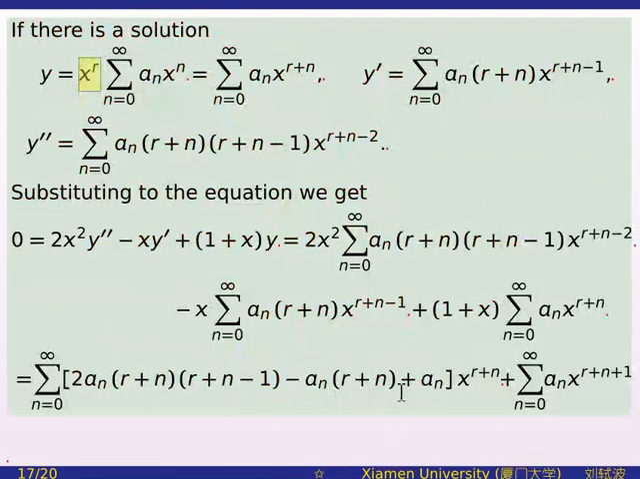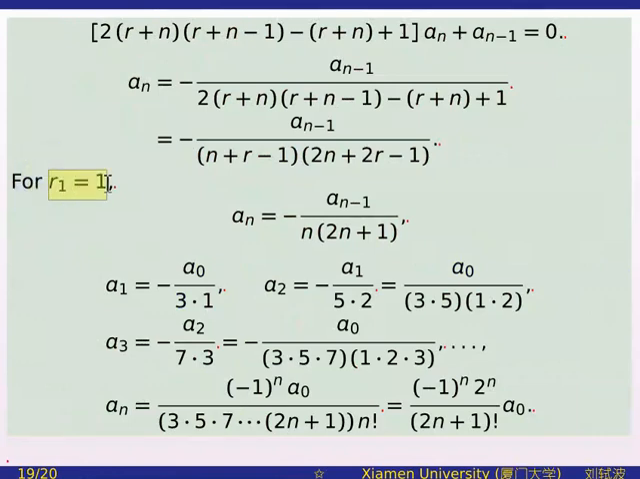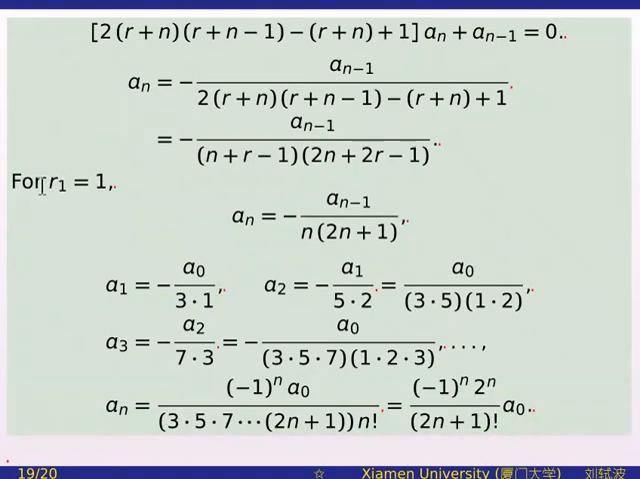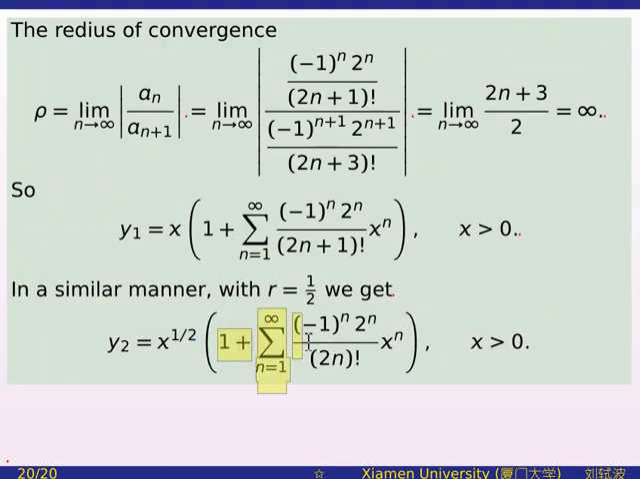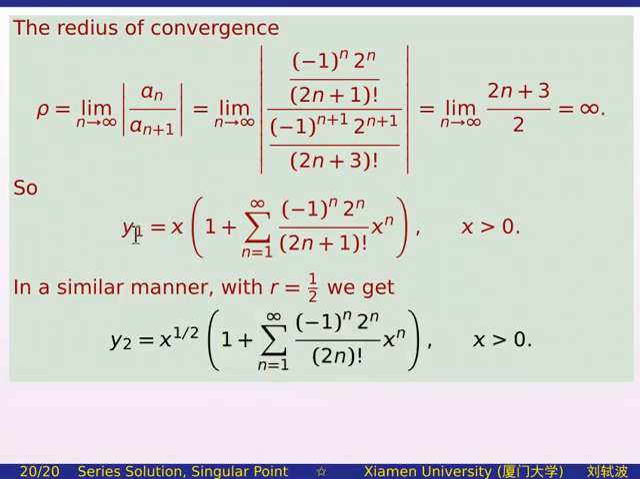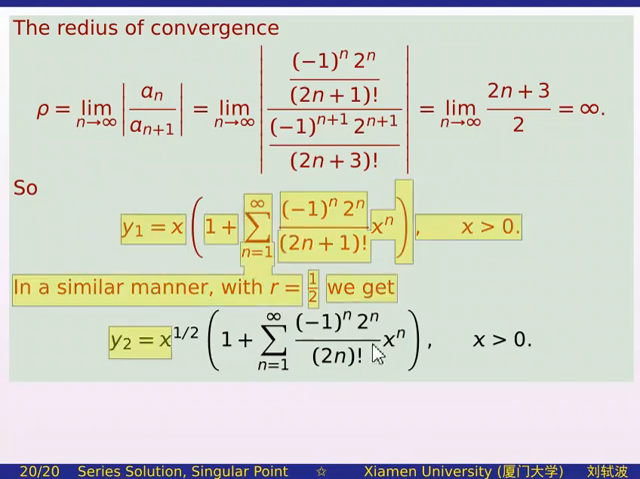We use r equal to 1 to determine an and obtain this solution. But we can also use r equal to a half to determine the an similarly and obtain another power series. This power series needs to be multiplied by x to the power 1 over 2 to get the solution, because the form of our solution is x^r multiplied by the power series. Anyway, we have obtained two solutions of our equation, and these two solutions are linearly independent. Therefore, they are the fundamental solutions of our equation, and their linear combination is the general solution.